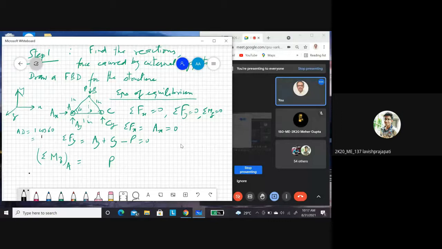AD is sin 60, right? AD is cos 60. Oh, there is an angle at the base. Okay.